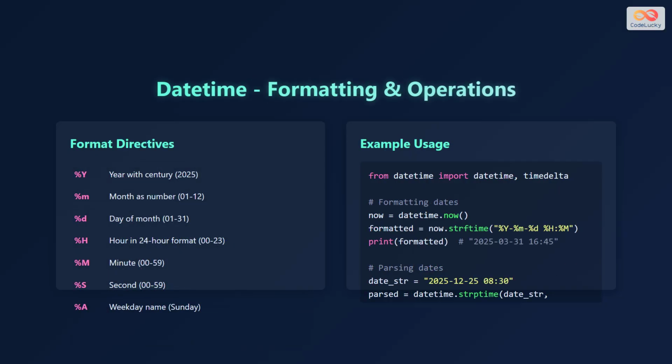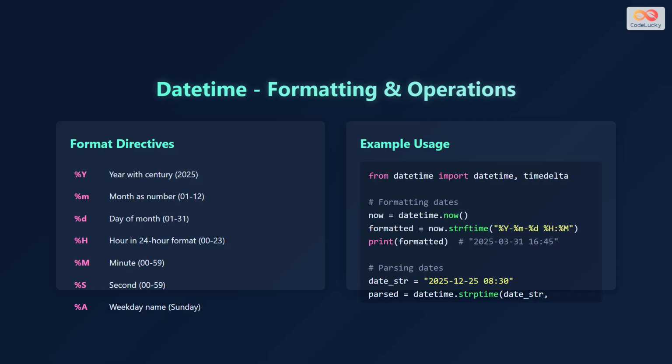The datetime module allows you to format dates and times into strings and parse strings into datetime objects. Some common format directives include %Y for the year with century, %m for the month as a number, %d for the day of the month, %H for the hour in 24-hour format, %M for the minute, %S for the second, and %A for the weekday name.